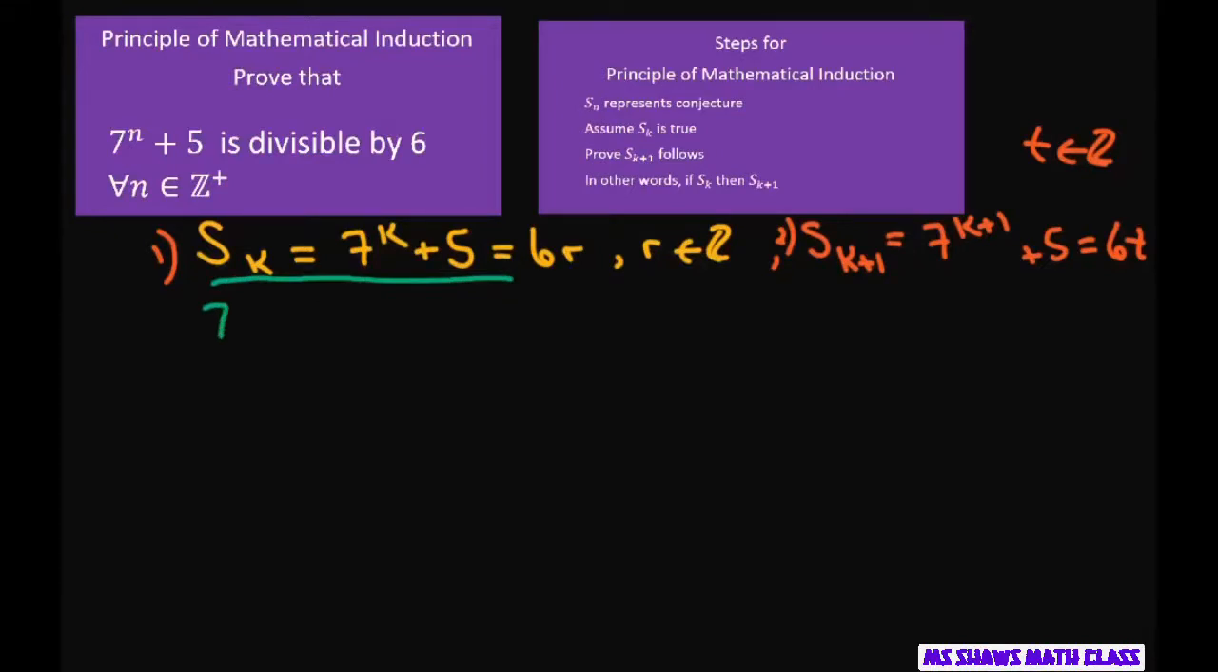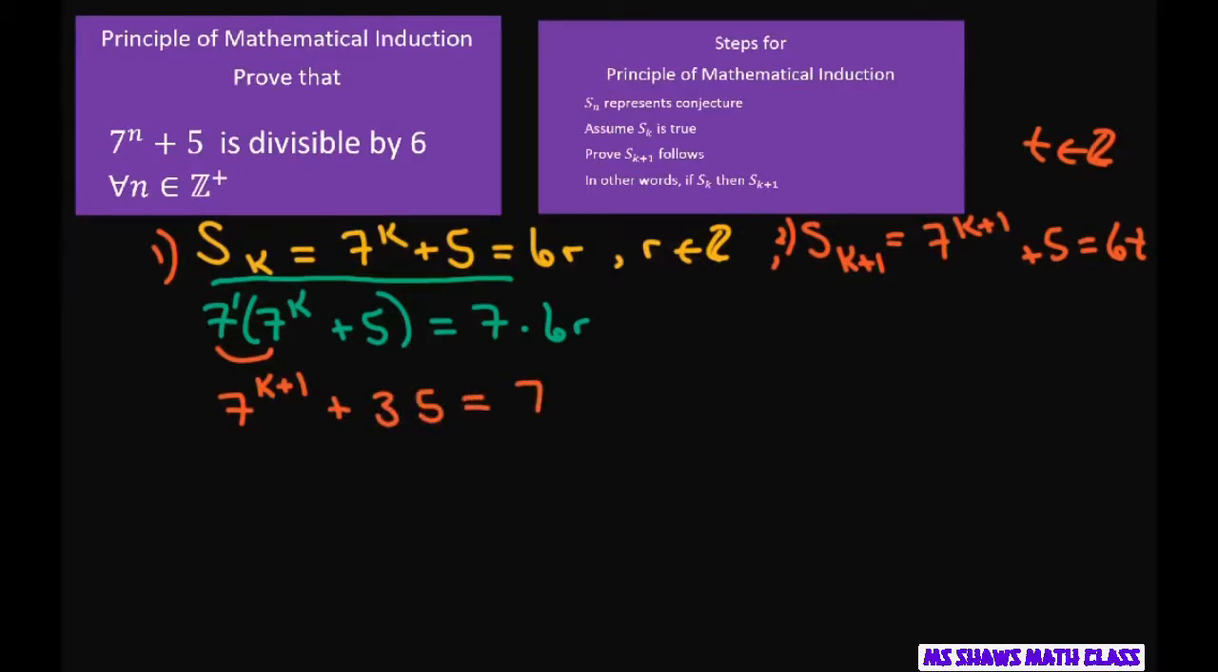So we take this original one and multiply everything through by 7. So I multiply both sides by 7. Now when you multiply these two, this is going to be 7 to the 1 plus k, or I can put k plus 1, plus 35 equals 42r.